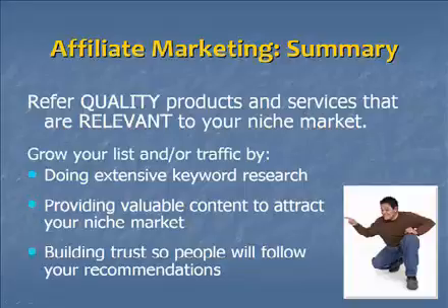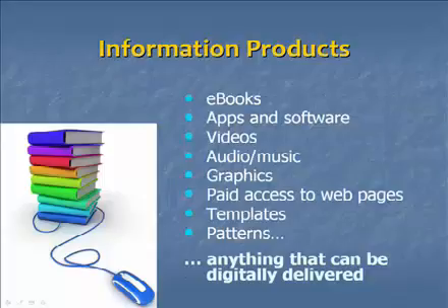The next model I want to look at is information, or sometimes we call these digital products. And they come in many shapes and forms. They could be something like an ebook, such as a PDF file or a Word document. It might be an application or a piece of software. It could be a video instructional, maybe how to build a website type of video series, or how to learn martial arts or karate. It could be audio files such as podcasts that deal with a certain subject. It could even be something such as graphics.